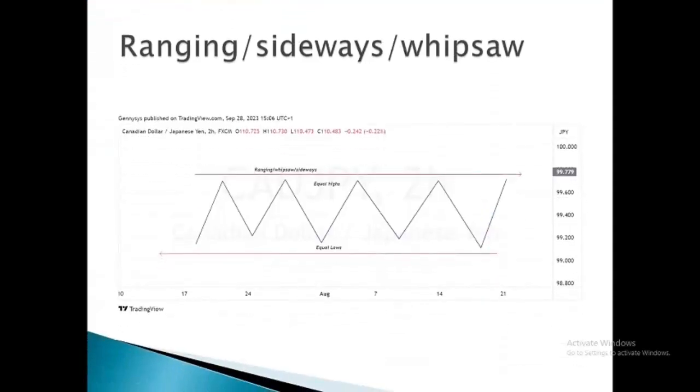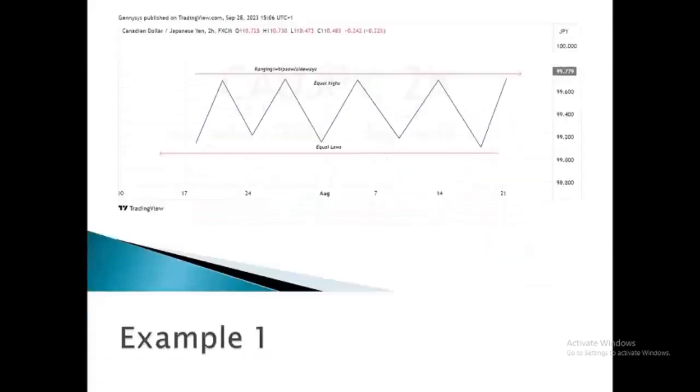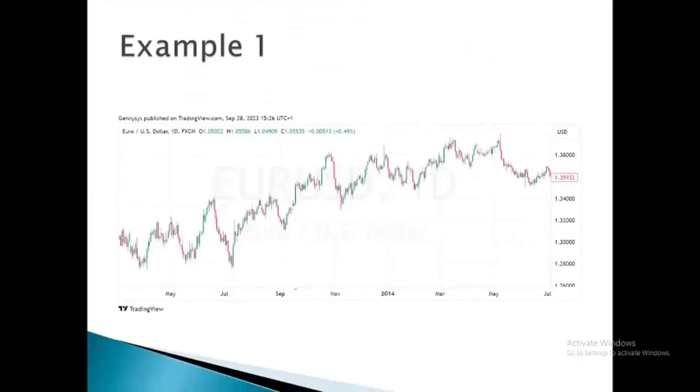Then when it comes to the ranging or sideways or whipsaw market, you generally have seemingly equal highs and equal lows. Okay, so it's just generally moving to the right in a straight line. Right now, you would not see this picture perfect on the market, but when you look at it, you will be able to tell that the market is just ranging, or it's just moving sideways. Okay, moving in a sideways direction.